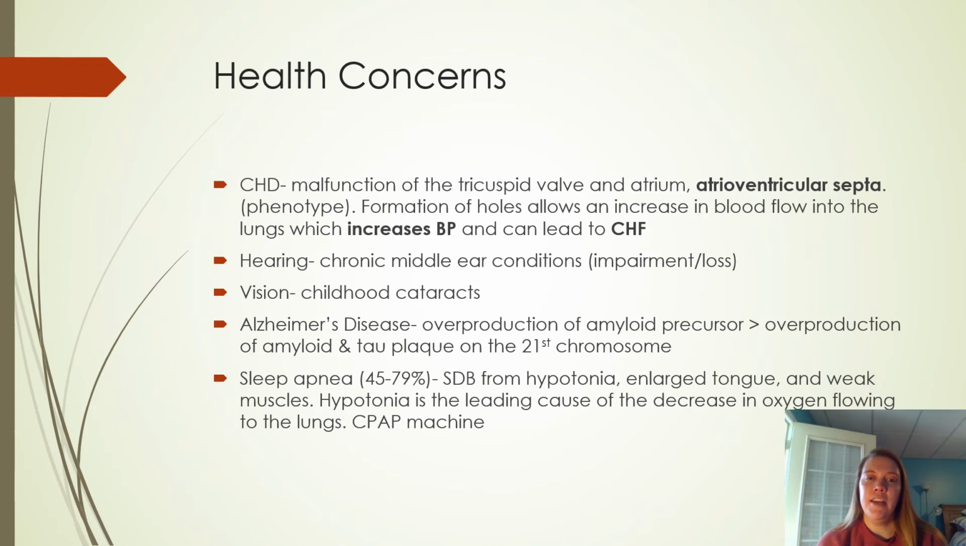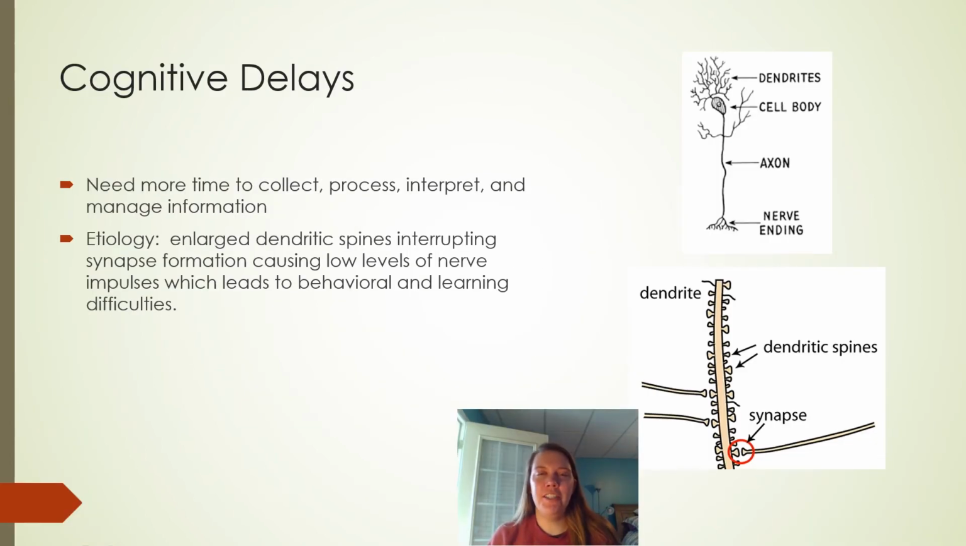Now, sleep apnea is a form of sleep disordered breathing, and this is from hypotonia, enlarged tongue, and weak muscles. Hypotonia is the leading cause of the decrease in the flow of oxygen to the lungs. Now, individuals suffering from this may have to have what is called a CPAP machine, which stands for continuous positive airway pressure, which can help regulate the amount of oxygen that the individual gets at night, helping them to sleep better.